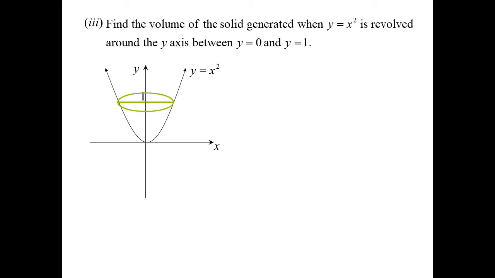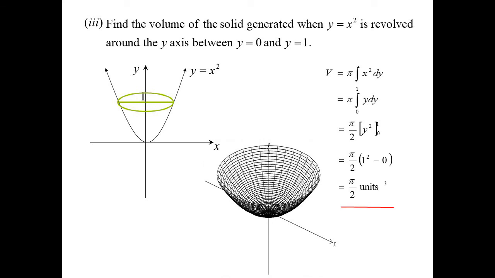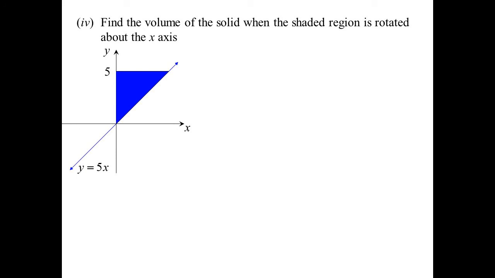So rotate that around the y-axis and we get the shape known as a paraboloid. And there's my wire drawing of it. So this time I'm going around the y-axis. So x squared is in fact y, with dy, because we're going around the y-axis. Integrate that, we get a half y squared, sub in 1, sub in 0, and it's pi on 2 units cubed for that one.